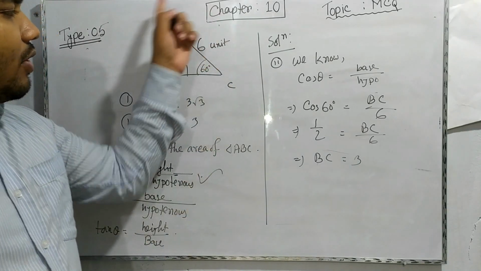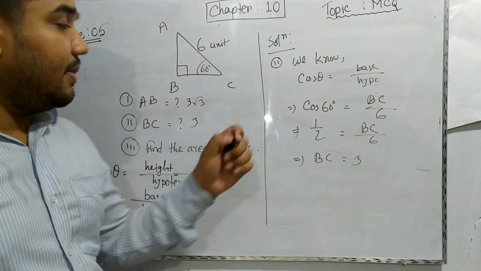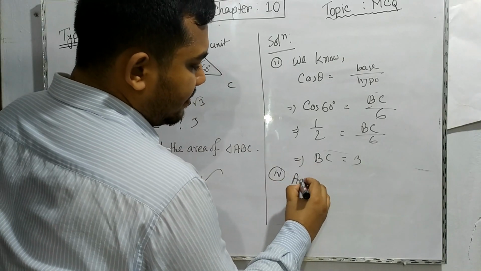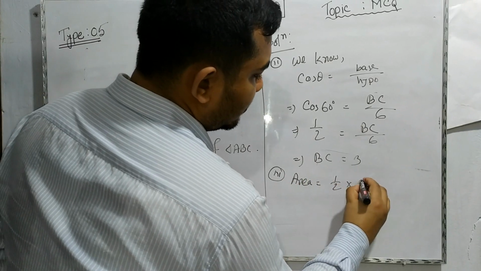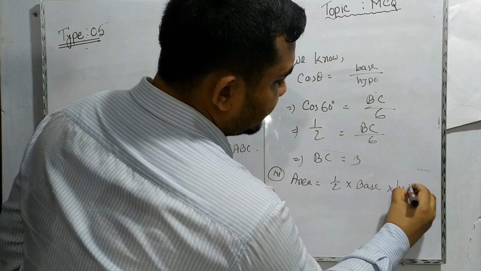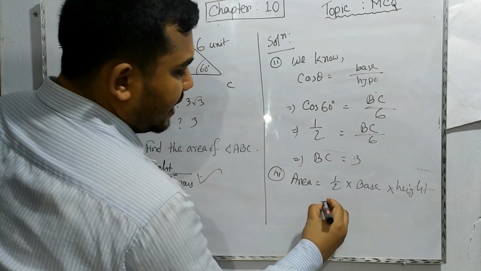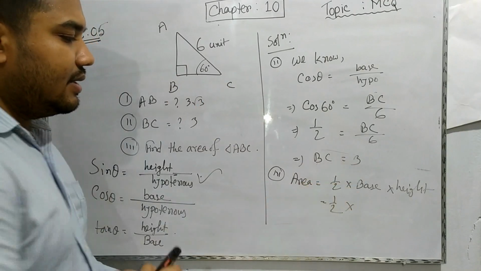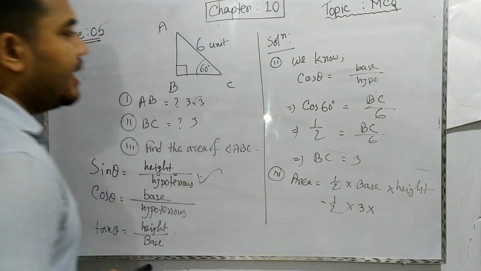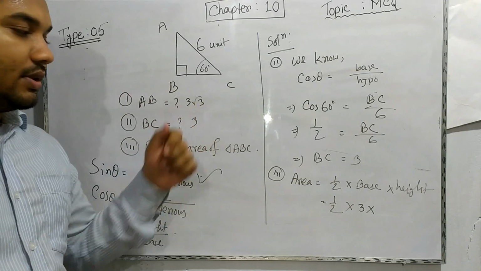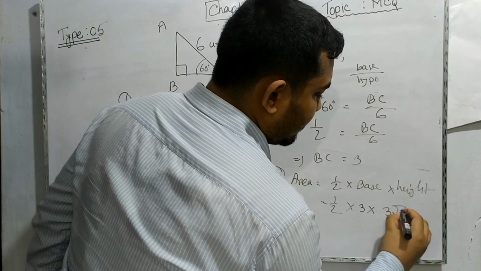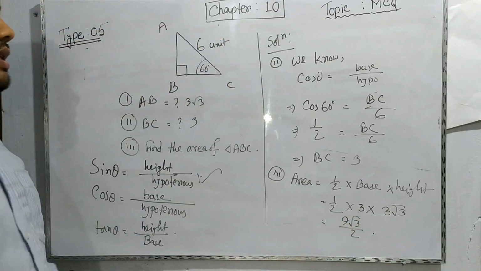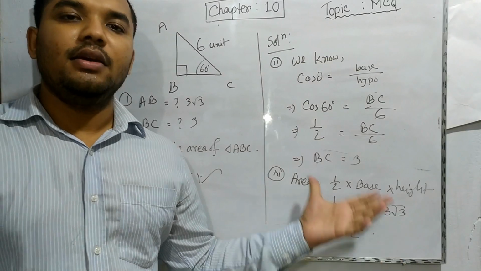So what's the formula to find the area of the triangle? That must be half into base into height. Number 3, area will be half into base into height. Here the base is BC and the value of BC is 3, and the height is AB. We got the height was 3 root 3. Then we get 9 root 3 by 2. That is the way we can solve these types of math very easily.